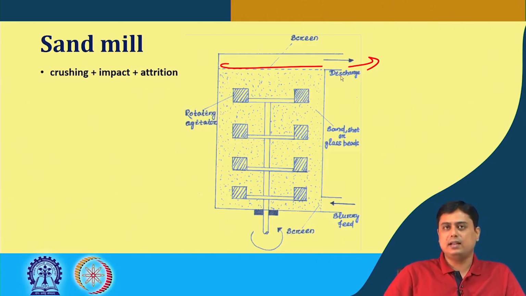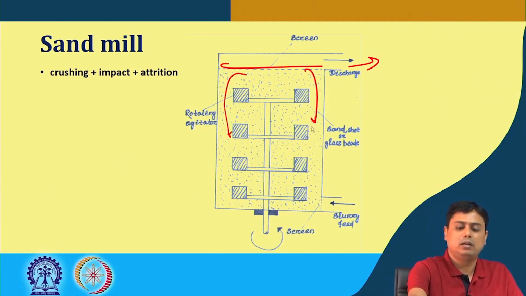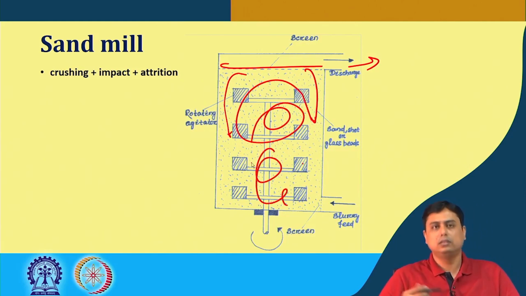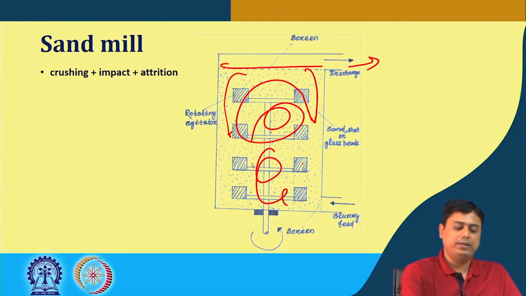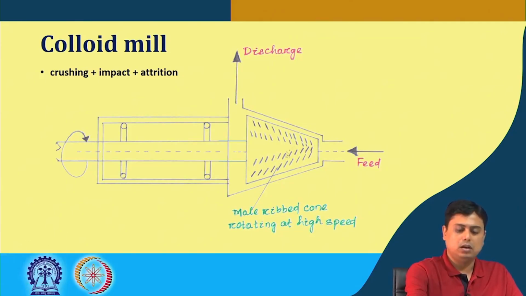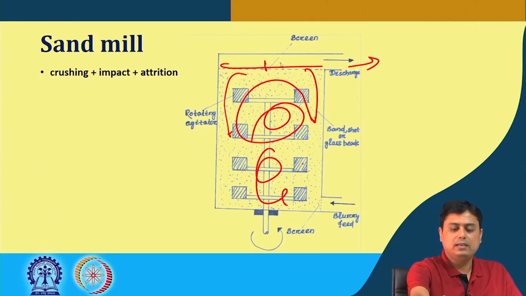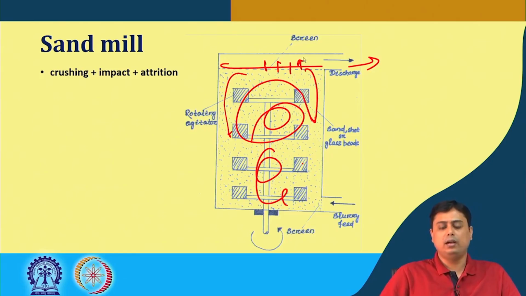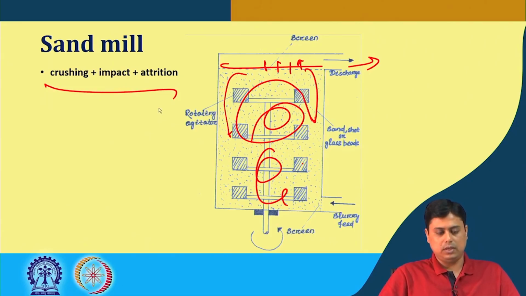So, the sizes that are greater than the screen size of the outlet will be retained in the bed and will undergo crushing or grinding by these mechanisms again and again, until it reaches a fine enough value equivalent to this screen size, so that it can escape from the bed. So, here we see that all the stress mechanisms that we have known, that is crushing, impact, attrition, everything is involved in one equipment or one such operation.